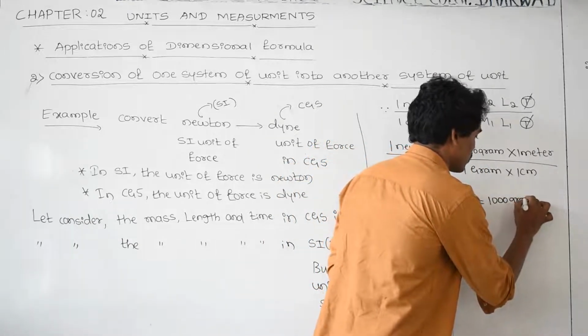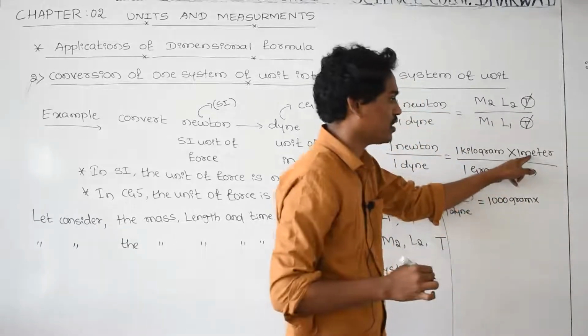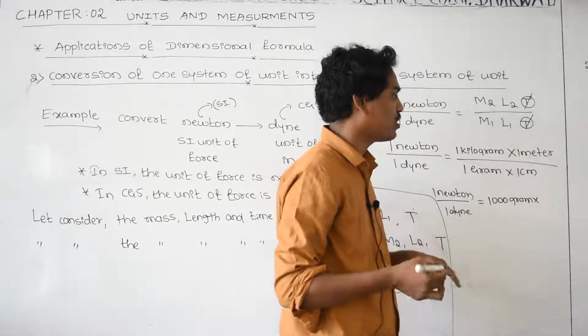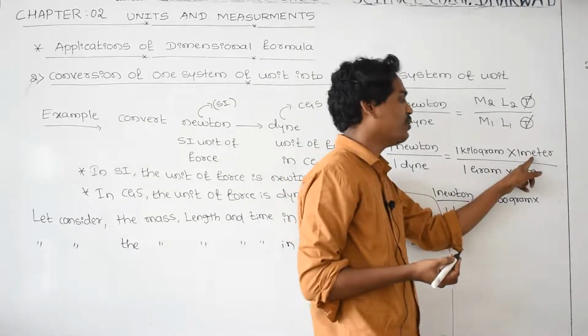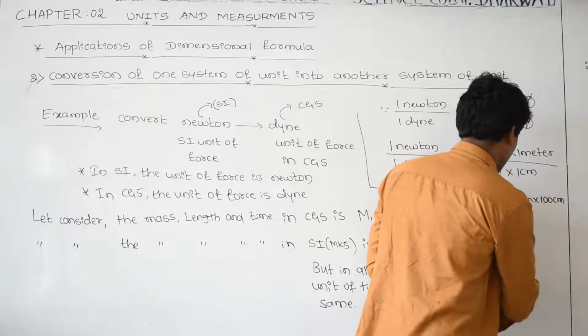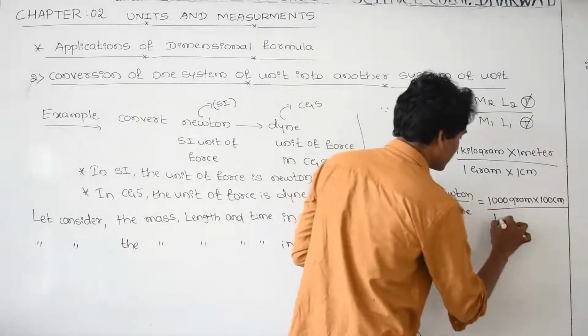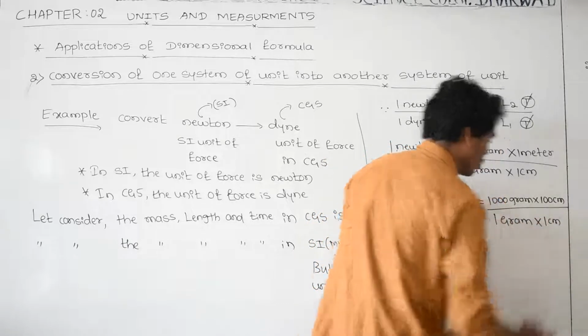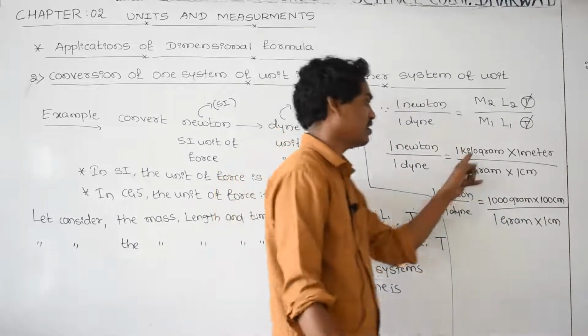1000 grams into... convert meter to centimeter. How to convert meter to centimeter? 1 meter is equal to 100 centimeters, divided by 1 gram as it is, into 1 centimeter as it is. Don't confuse here what I have done.